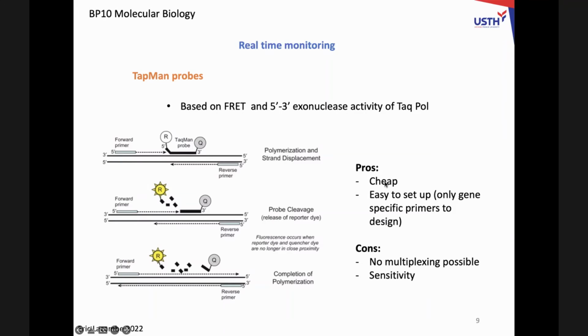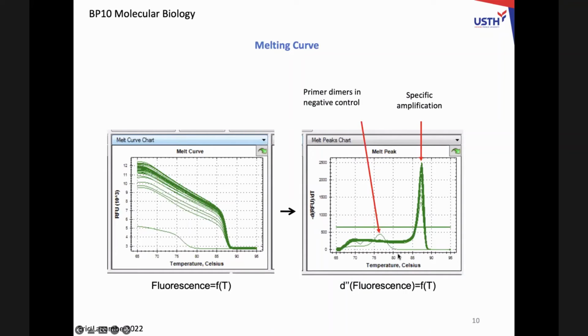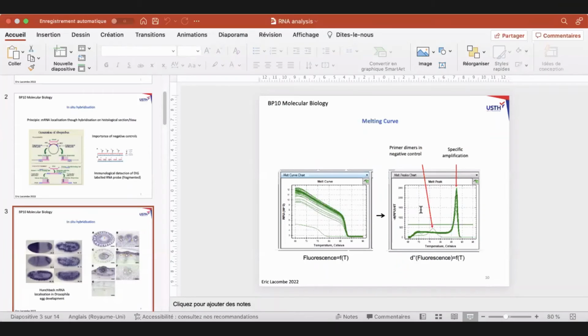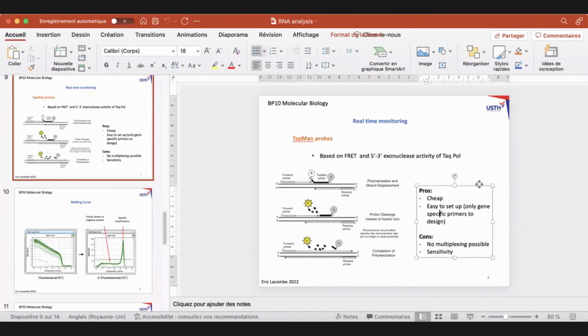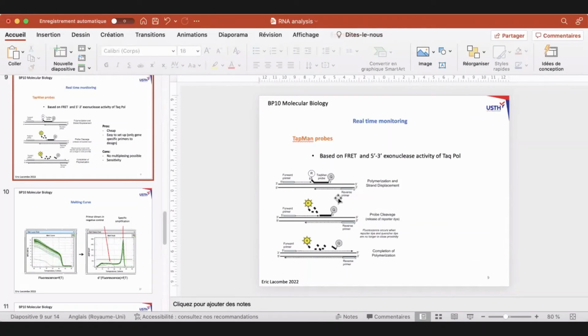The advantage, okay, I don't know why I put cheap, because it's more expensive, sorry, correct me because I made a mistake. It's more expensive than the SYBR one. It's very easy to set up, okay. No, sorry, I did a bad copy and paste. Excuse me, because I'm just realizing that, okay, remove this. I will tell you what the pros and the cons are. I did a bad copy and paste of the previous one.